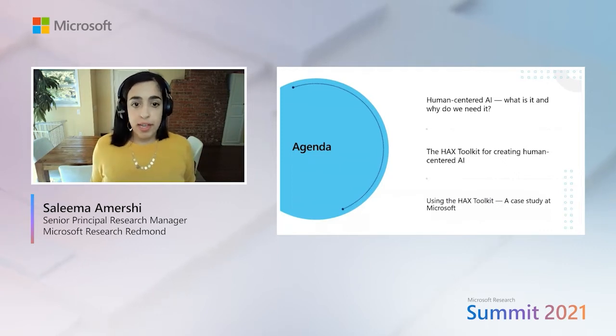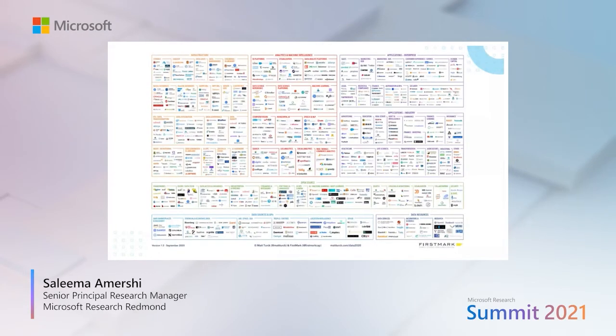Okay, so human-centered AI, what is it and why do we need it? First, I'm going to start with some context. Here you see a map of the 2020 data and AI landscape, which is published every year by FirstMark Venture Capital. And it really just goes to show the breadth and the reach of AI in our everyday applications, services, and industries.